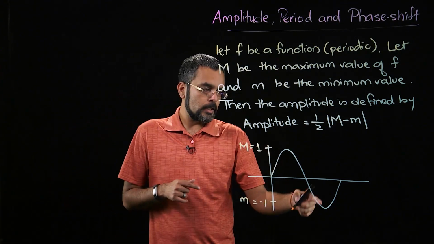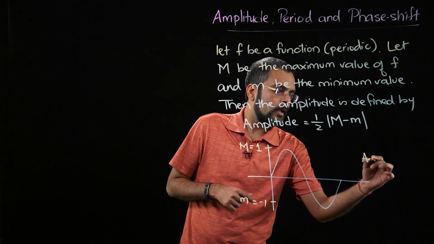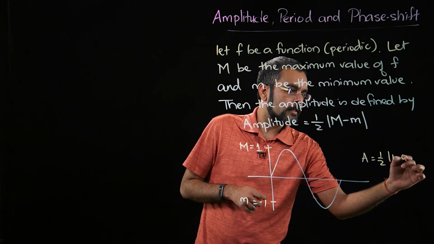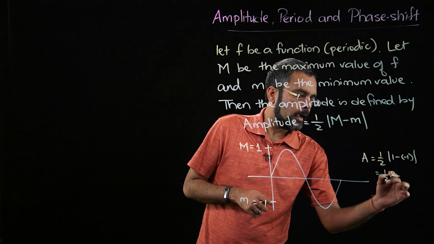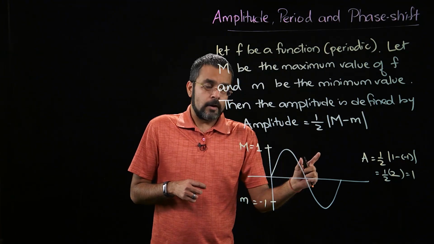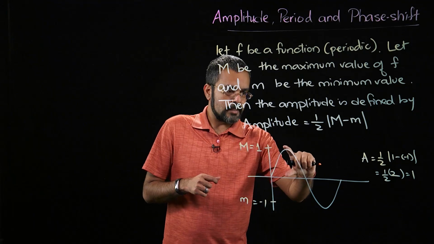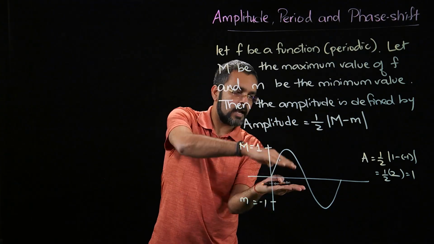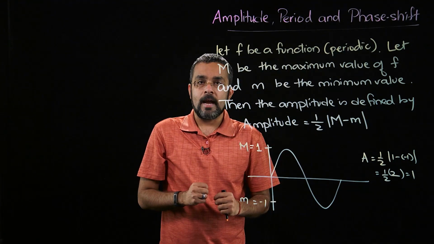So in this case, what is the amplitude of my sine function? Let's call it a for now. My amplitude a is going to be 1/2 of 1 minus -1, which is 1/2 of 2, and that gives me 1. So the amplitude for the sine function is just 1. That's basically this height. Think about it as half the height of your function. The total height of my function is this. Half it, and that gives me my amplitude.